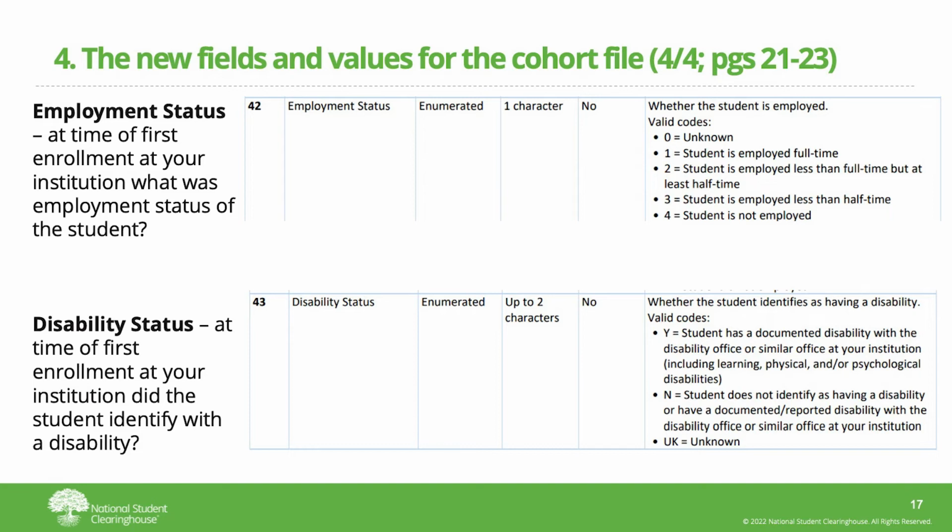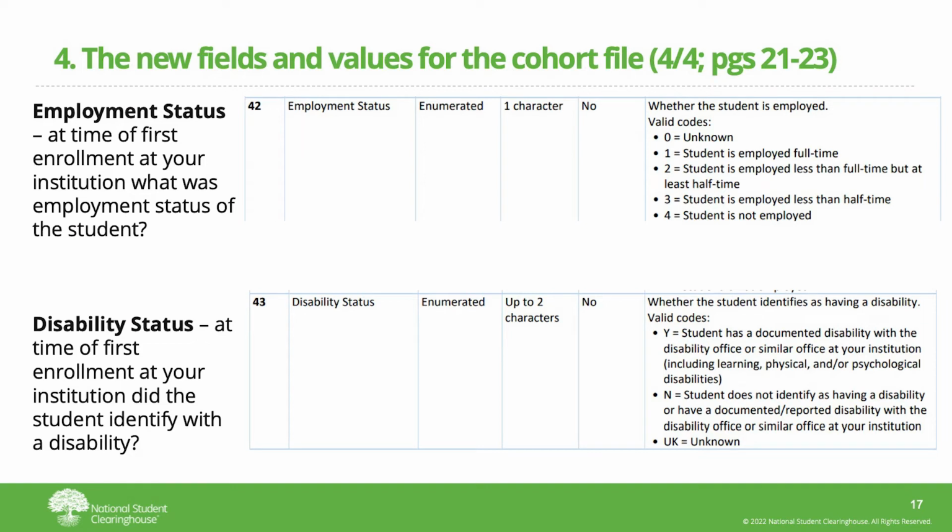And then the final 2 fields that we've added to the cohort file are employment status. Again, same idea that at time of first enrollment at your institution, what was the employment status of the student. Again, this is enumerated, so only the values that we provide here, 0, 1, 2, 3, or 4, would be acceptable. Any value other than that would potentially cause the file to fail. So do please make sure to use one of those values if you are doing this field.